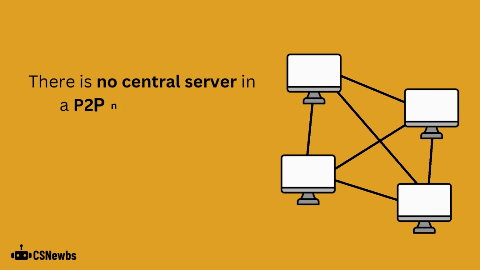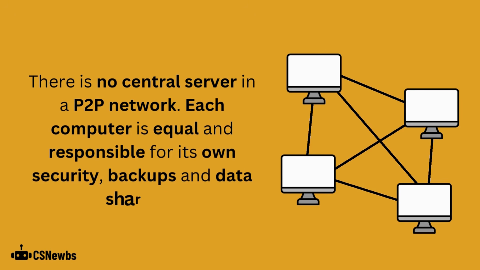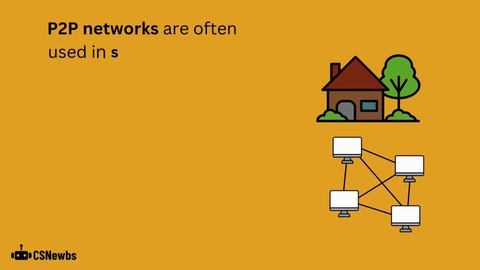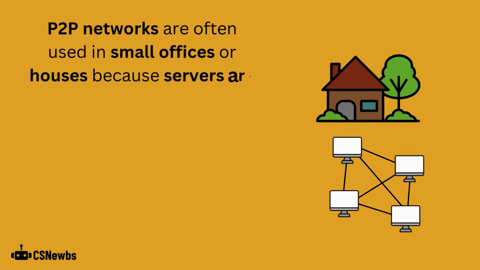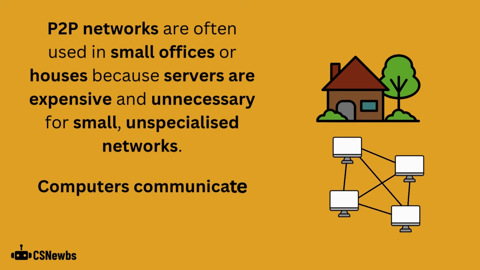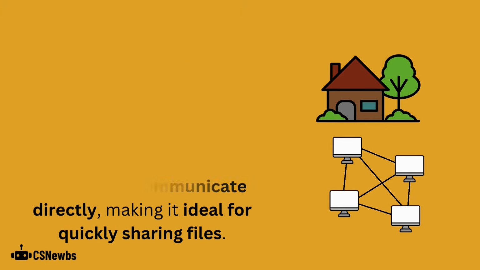There is no central server in a peer-to-peer network. Each computer is equal and responsible for its own security, backups, and data sharing. Peer-to-peer networks are often used in small offices or houses because servers are expensive and unnecessary for small, unspecialized networks. Computers communicate directly, making it ideal for quickly sharing files.